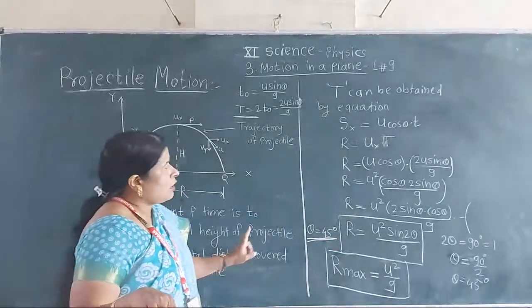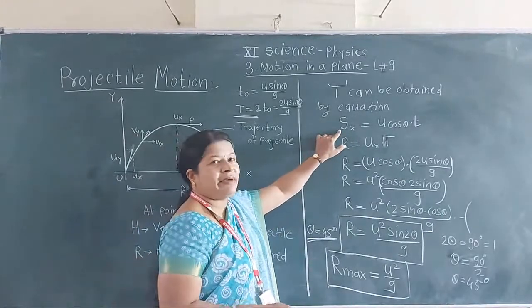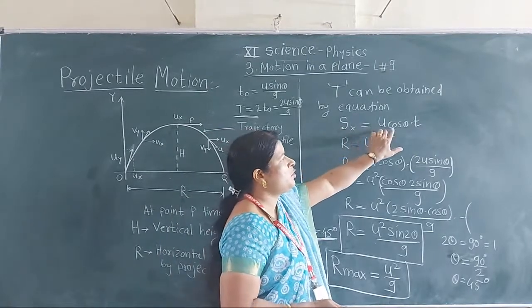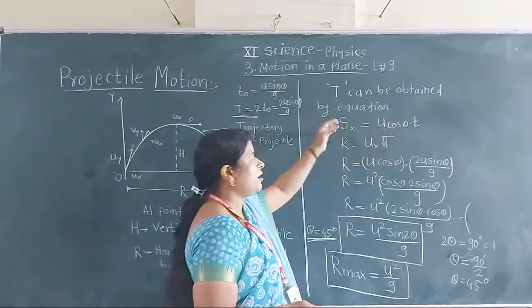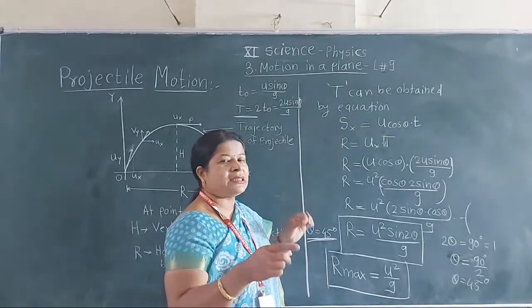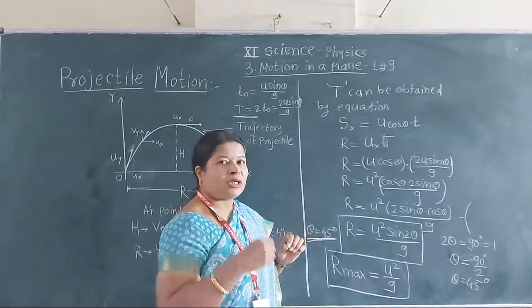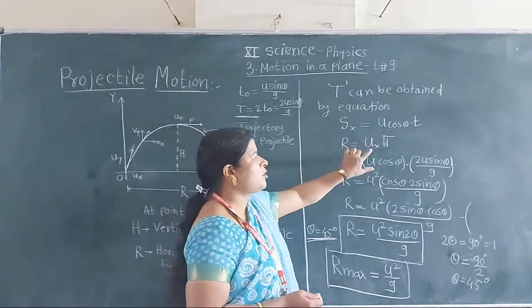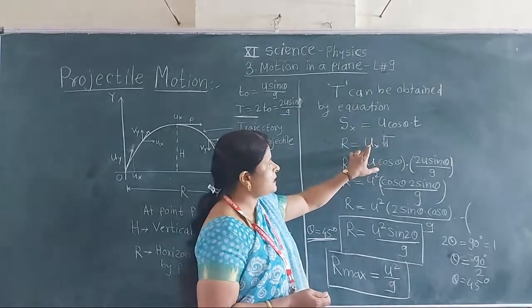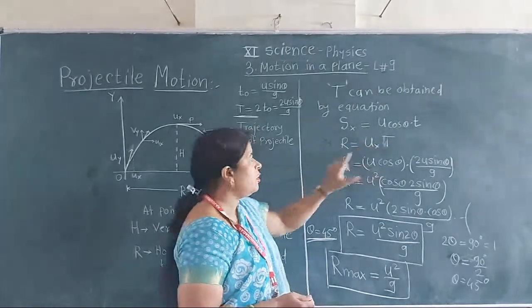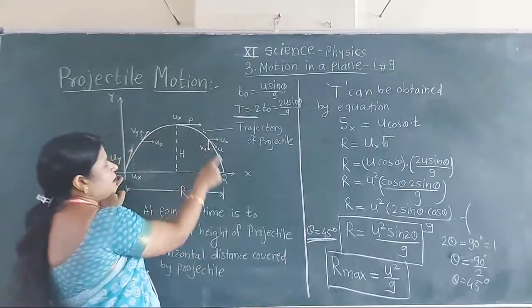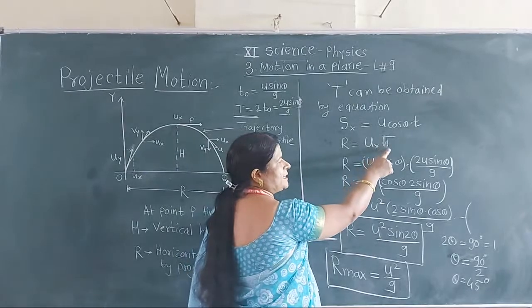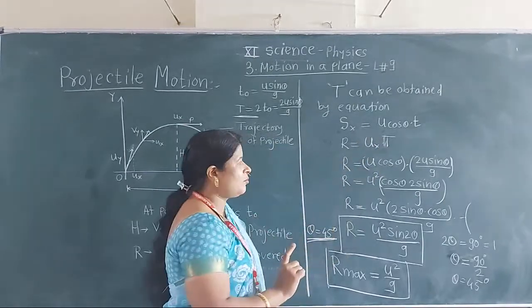So we start with the equation along the x-axis: x is equal to u cos theta into t. Now we have to find the total distance along the x-axis, that is the horizontal distance. Therefore, we can take it as R. So R is equal to the velocity along the x-axis, therefore ux, into the time, which is the total time required for that projectile.